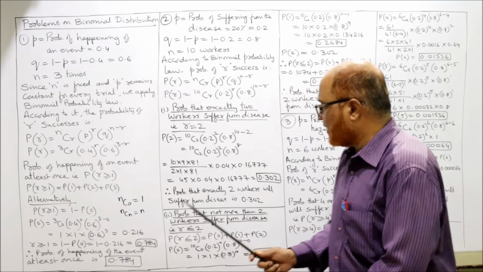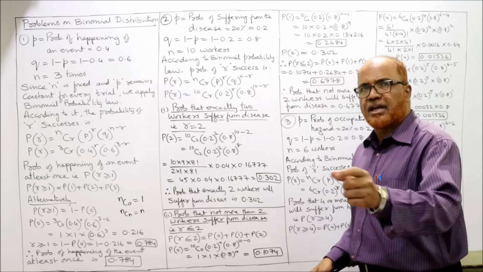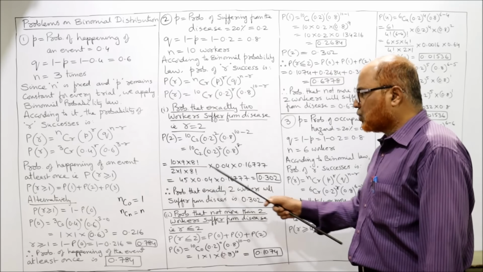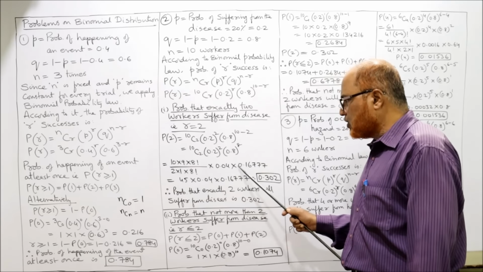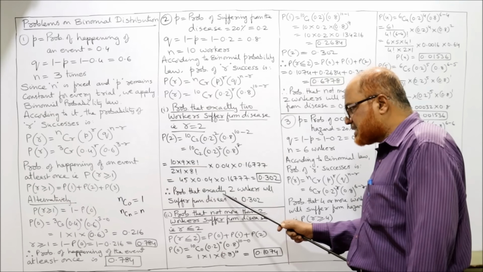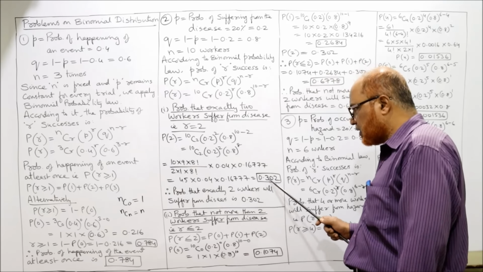Now calculate yourself and see. Otherwise, multiply 0.8 separately 8 times, you will get 0.16777. So 45 into 0.04 into 0.16777 is 0.302. So the probability that exactly 2 workers will suffer from the disease is 0.302.